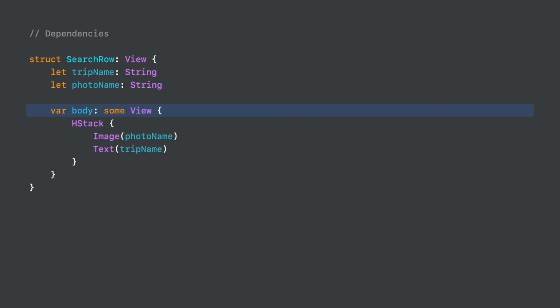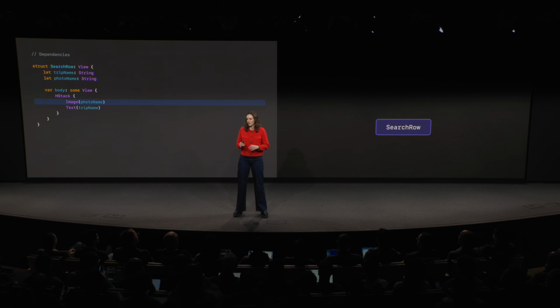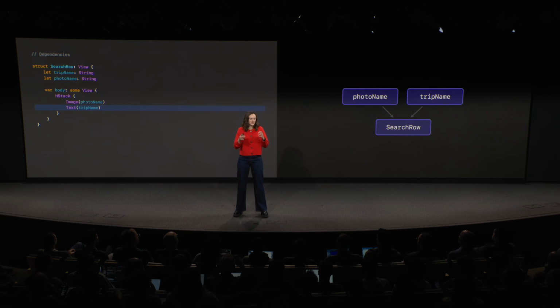The first time that SwiftUI runs body, it keeps track of all of the values it reads with a graph. The first part of this graph is a node for search row. In body, SwiftUI reads the value of photo name for the image view. So it adds a node for photo name and an arrow that points down to search row. SwiftUI also reads the value of trip name. So it adds a node and an arrow for trip name too.